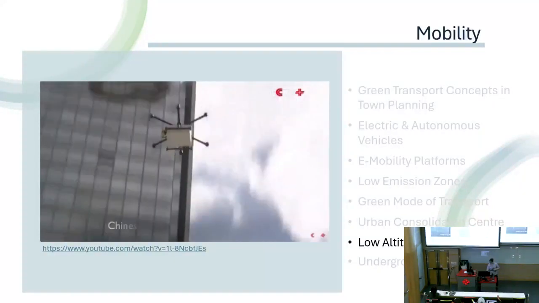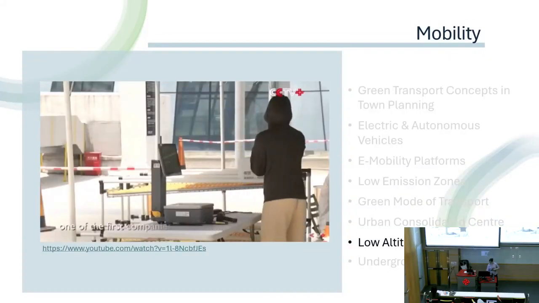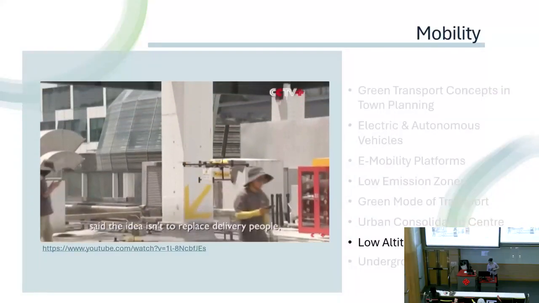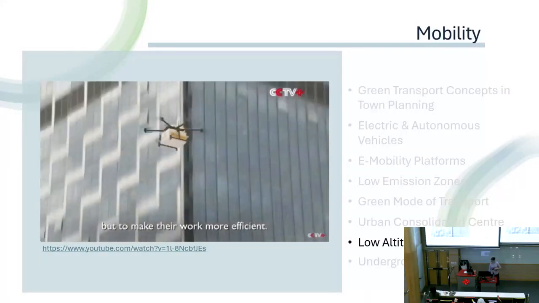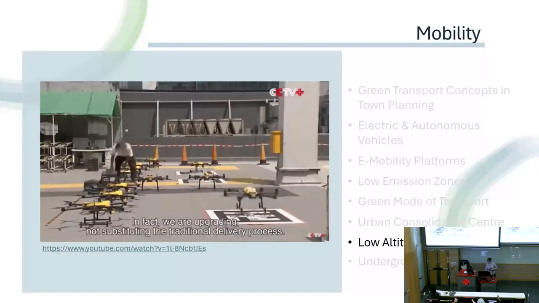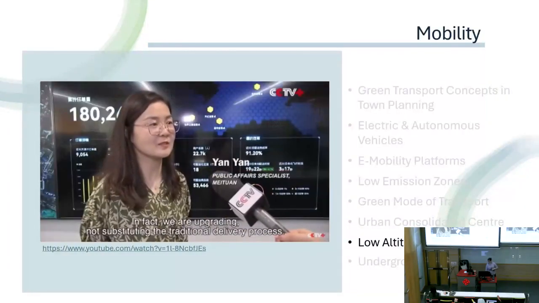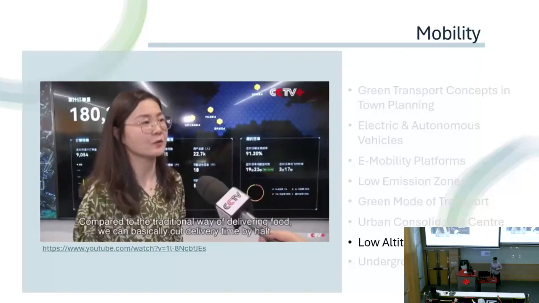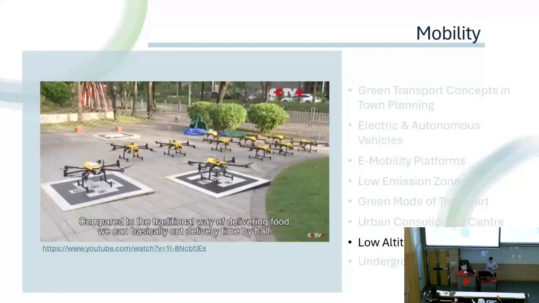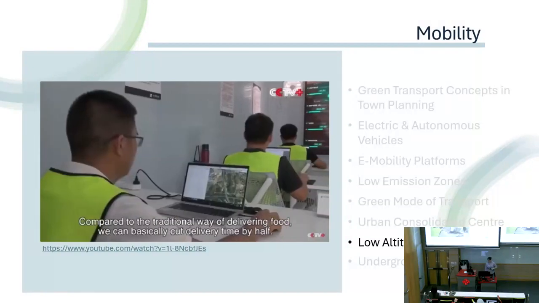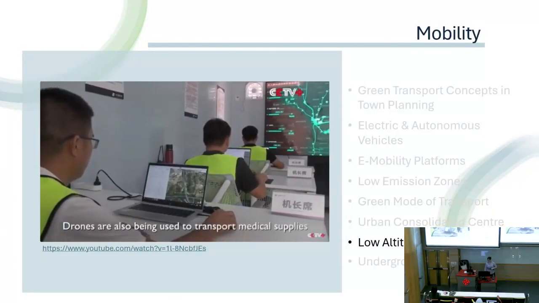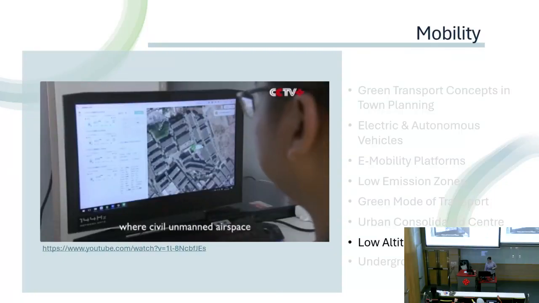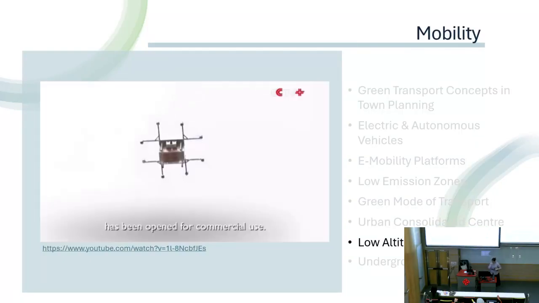Chinese shopping platform Meituan, one of the first companies to launch drone food deliveries, said the idea isn't to replace delivery people, but to make their work more efficient. In fact, we are upgrading, not substituting the traditional delivery process. Compared with the traditional way of delivering food, we can basically cut delivery time by half. Drones are also being used to transport medical supplies and other packages in cities where civil unmanned airspace has been opened for commercial use.